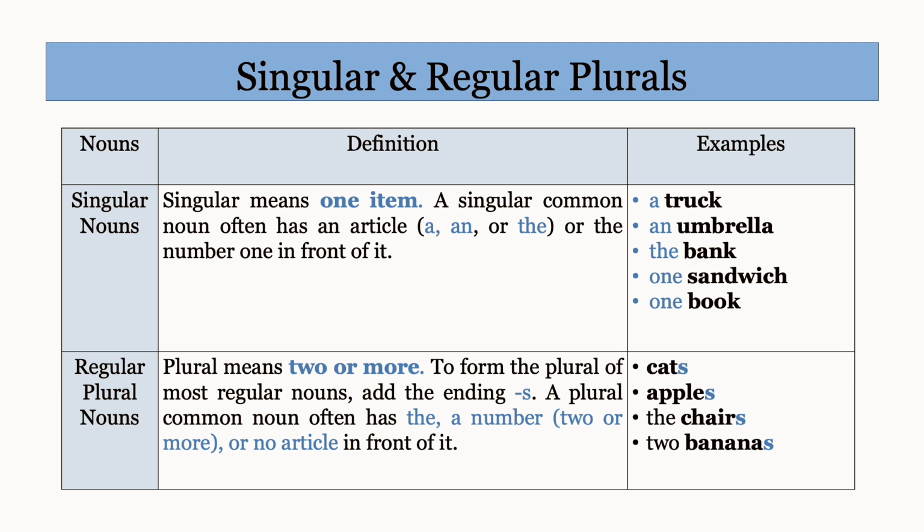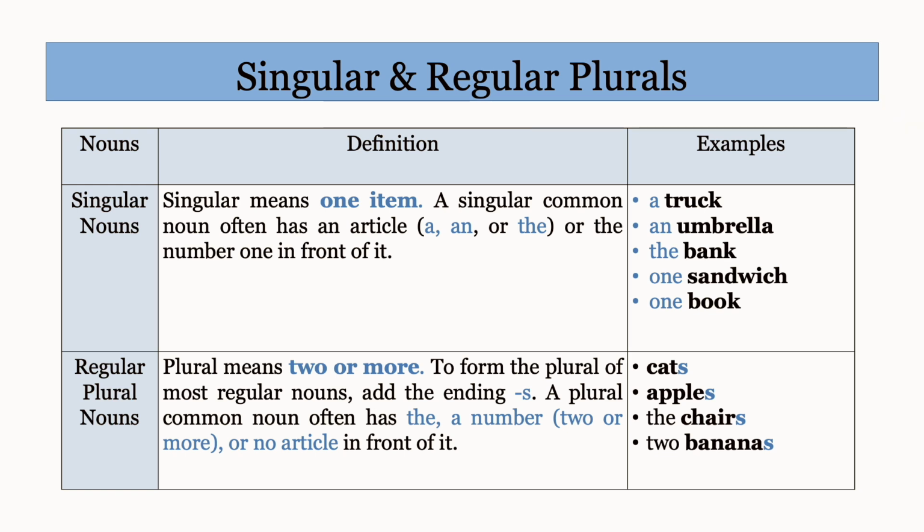Now, let's discuss grammatical number, singular and plural. Singular simply means one, and common singular nouns are typically preceded by an article, a, an, or the number one. For example, a truck, an umbrella, the bank, one sandwich, one book. Plural, on the other hand, means two or more.